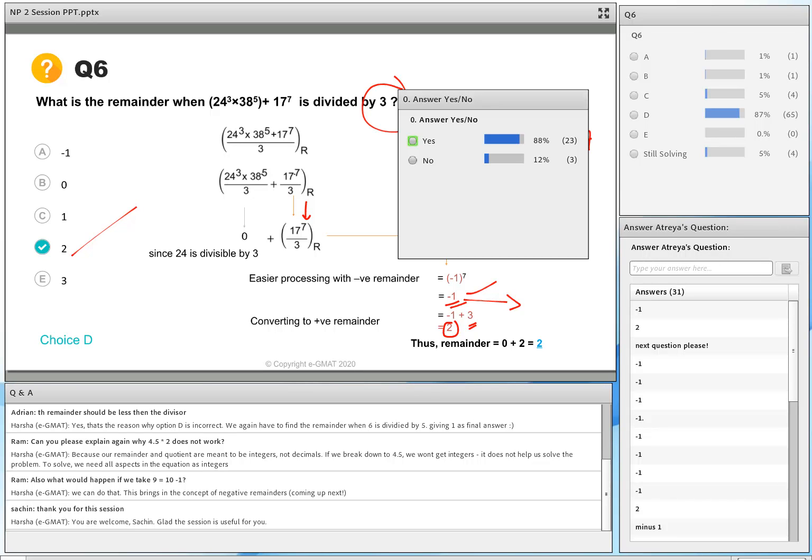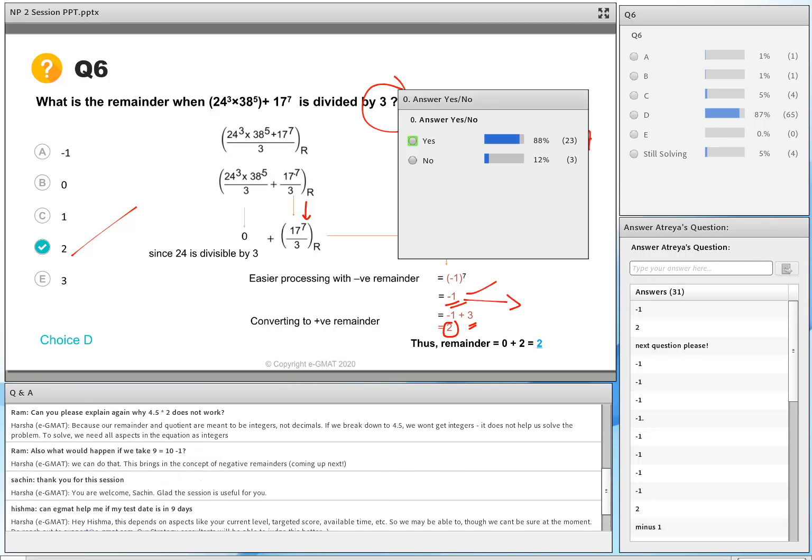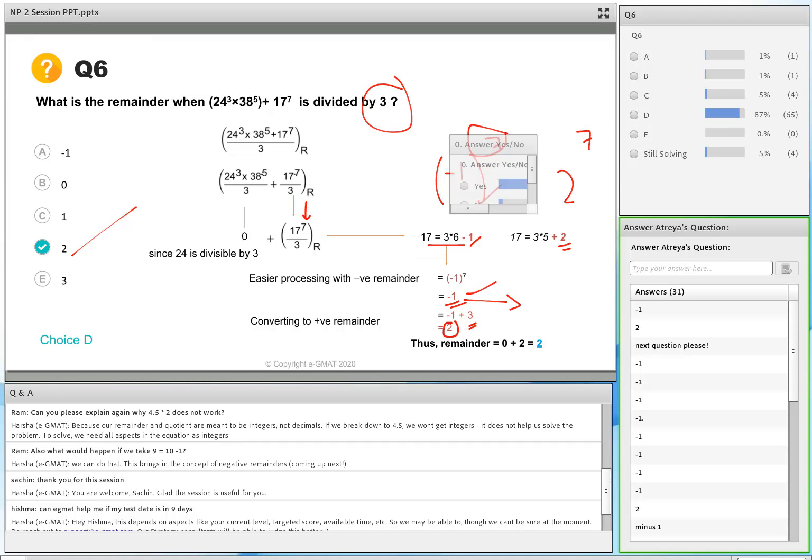Journal has a question. Is there a proof available for this property of remainder? Yes, that I showed you, right? Journal, I'll also share the PDF with you so that you can have a very quick look into that. All right, so with that, let's move on to the next question.